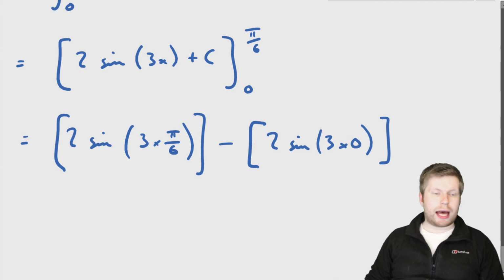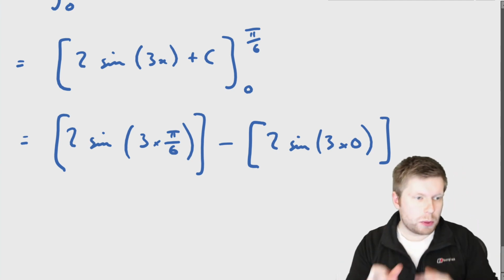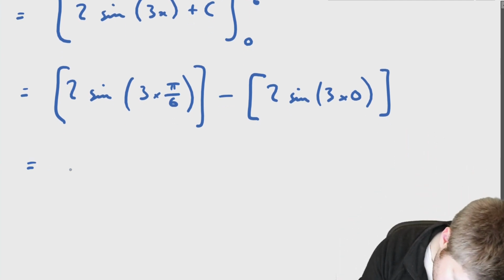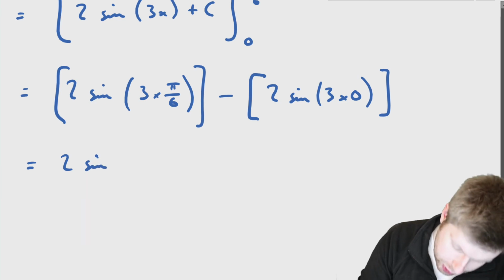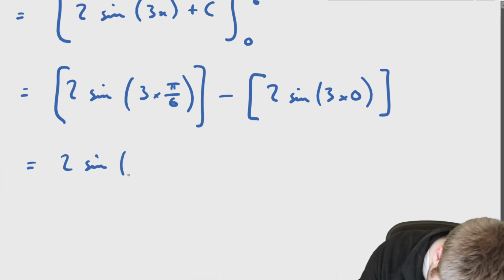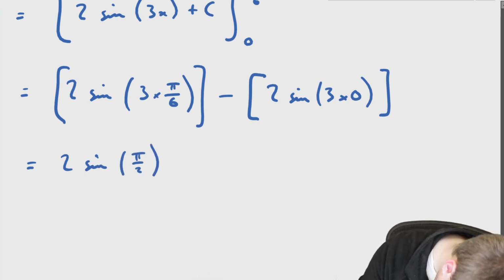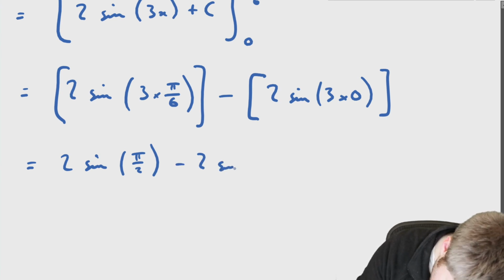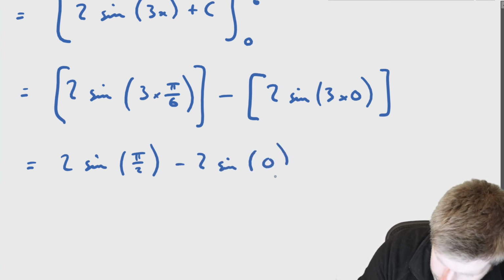Okay, so that should be equal to that. Okay, so the plus c's are cancelled, which is the reason I'm not writing them in. So this should be equal to 2 sine, well, 3 times pi by 6, that's just going to be pi by 2, minus 2 sine of 0, okay, because 3 times 0 is just 0.